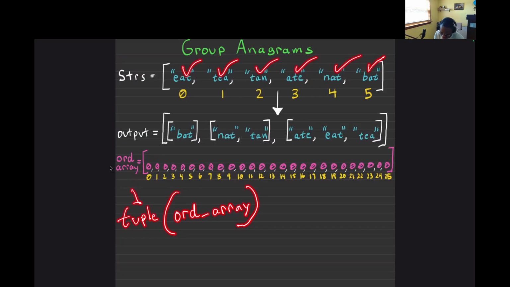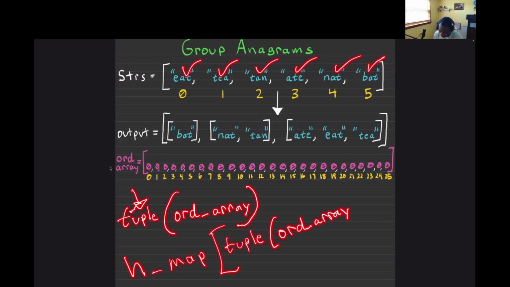And why are we going to wrap it inside of a tuple? Because tuples are immutable, right? You can't change them. And how convenient if we use a hash map with this tuple of the ord array as a key. Very convenient, right? Because keys in dictionaries in Python are immutable, and a tuple is immutable. And what is this going to map to? It's going to map to a list of words, which hopefully in our case will be the anagrams, right?